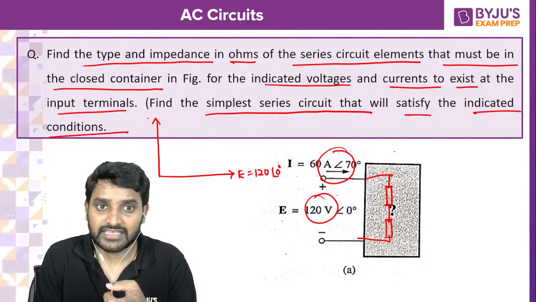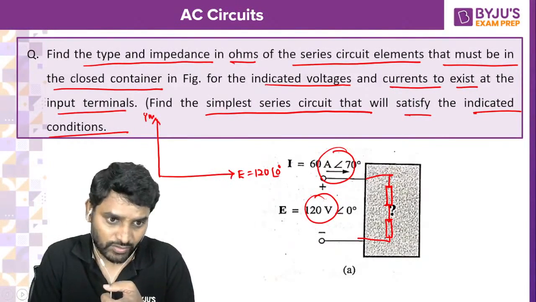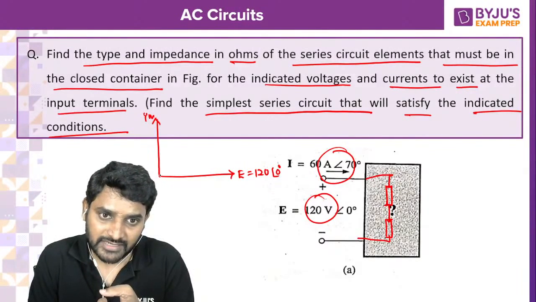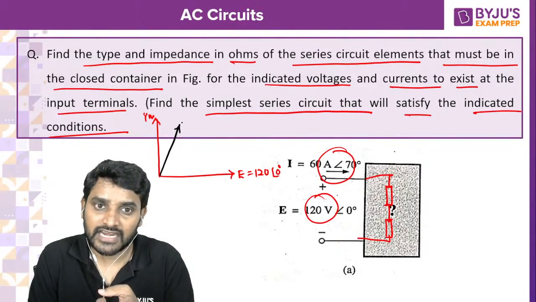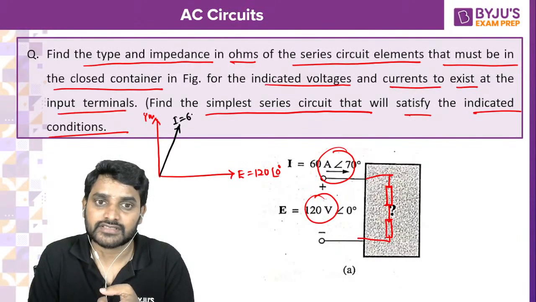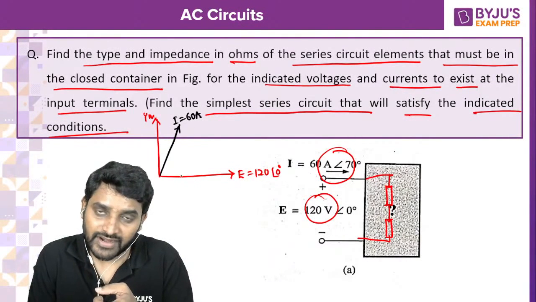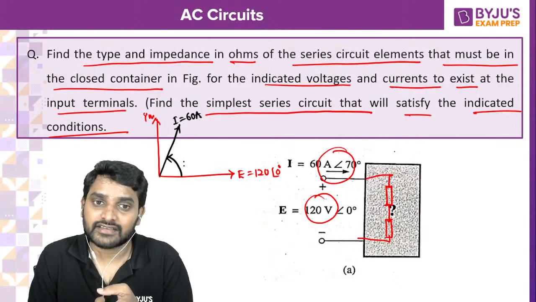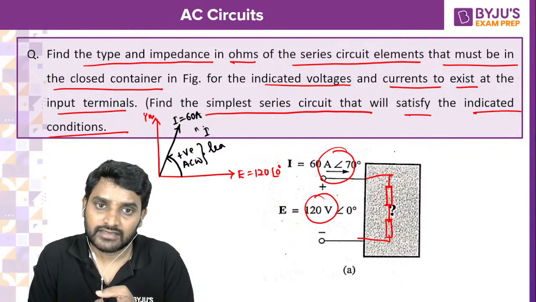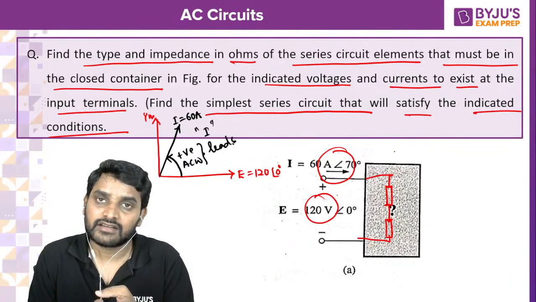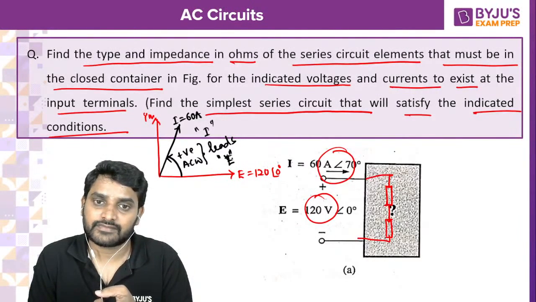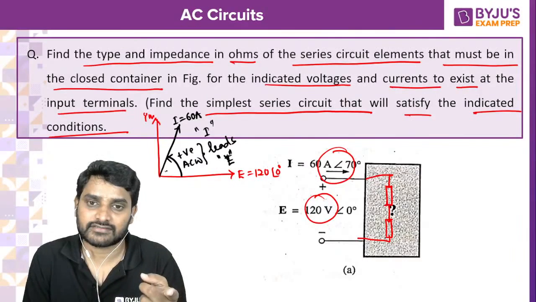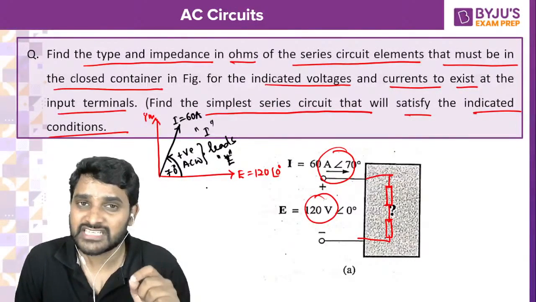So here is the imaginary axis. Plus 70 means near here. The current magnitude is 60 amperes. Now from the voltage, the current is leading. Going anticlockwise, positive angle means leading. The current leads the voltage E by 70 degrees. Now can you tell me what that element is?